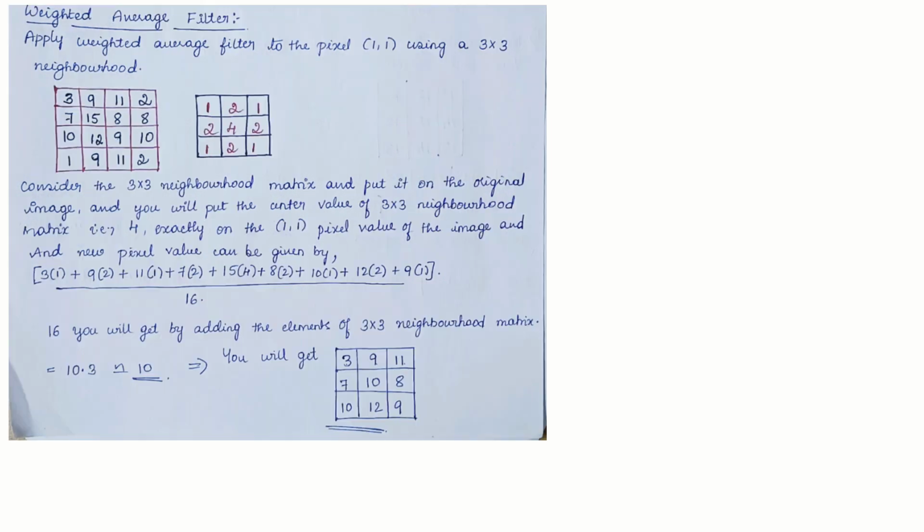Now moving to the next operation, weighted average. Okay, see, weighted average, what is this? Apply the weighted average filter to the pixel 1 comma 1 using a 3 cross 3 neighborhood. Okay, now see, in this also, can you tell me what is the pixel 1 comma 1?